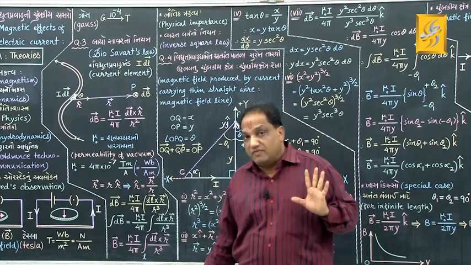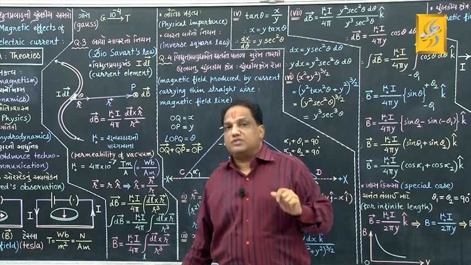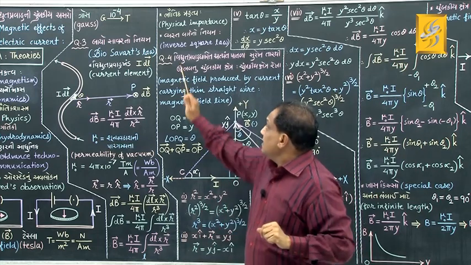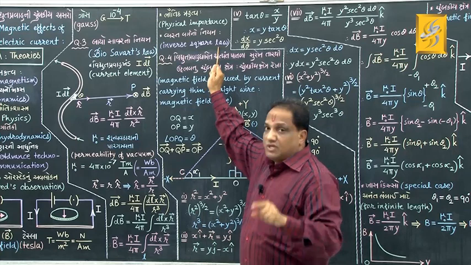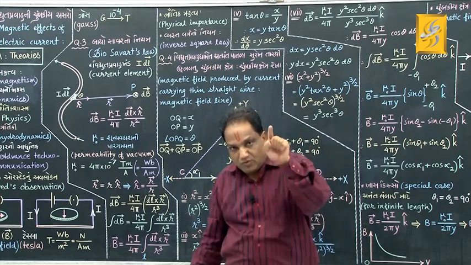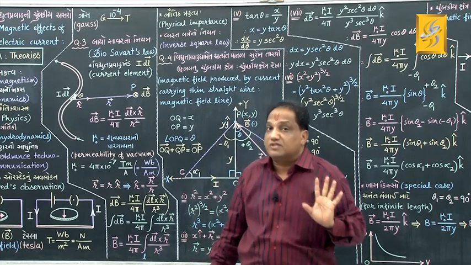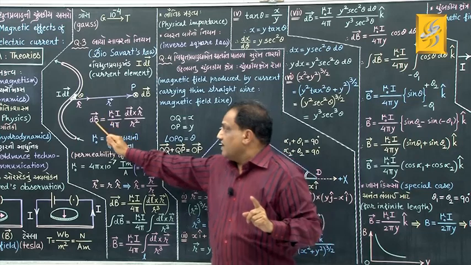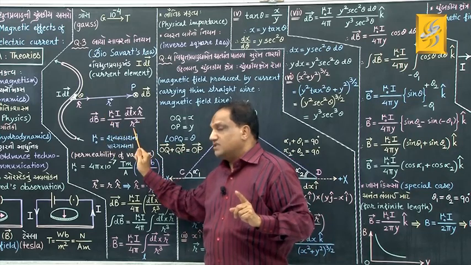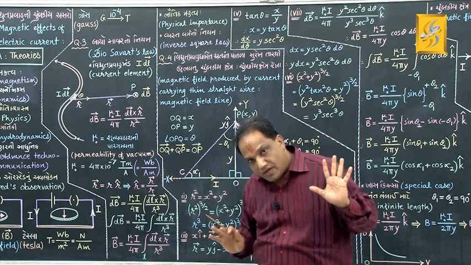One more similarity between these two laws: they both are called inverse square laws. You know Coulomb's law, F equals 1 upon 4 pi epsilon 0 q1 q2 upon r square. There F is inversely proportional to the square of distance, correct? Here this magnetic field is inversely proportional to the square of distance. Both the laws are called inverse square laws, okay, fine.